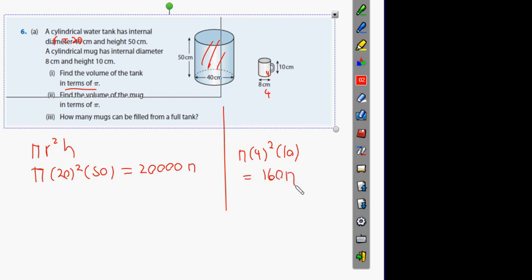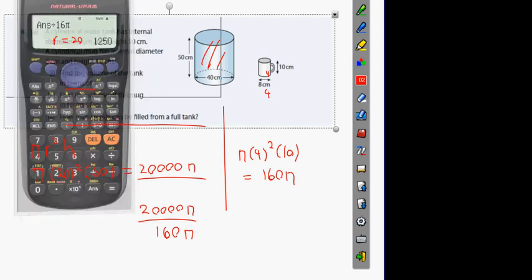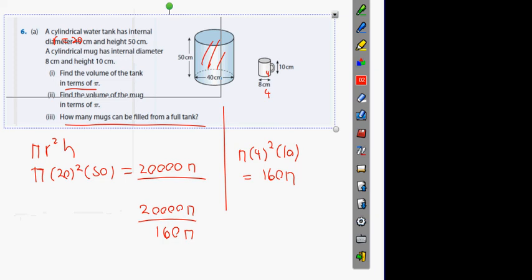Now finally, how many mugs can be filled from the full tank? Well, that's 20,000 pi divided by 160 pi. So we're going to divide our 20,000 pi, which is already here, by 160 pi. What we're going to get is 1,250 mugs.